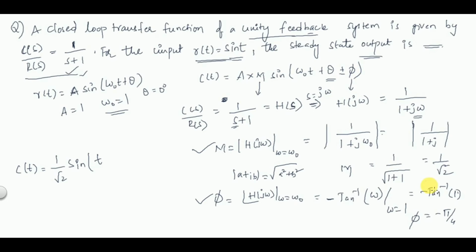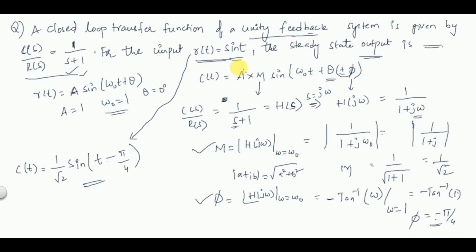And phi here is minus pi by 4. So if you have minus sign here, you have to take the same sign. If you have plus sign here, you have to take the sign the same. That is what plus or minus represents. Okay. So this is the final steady state output for this input signal. So directly you can find it from the formula.